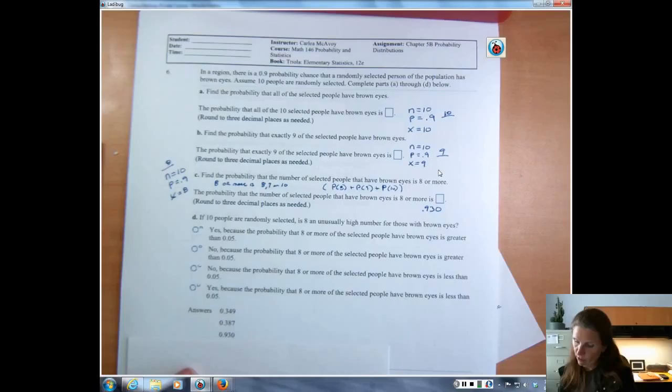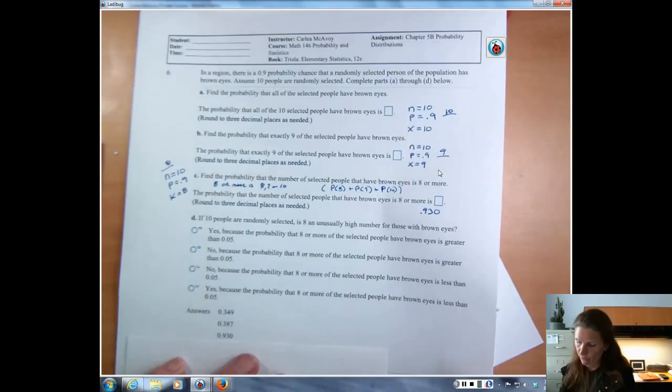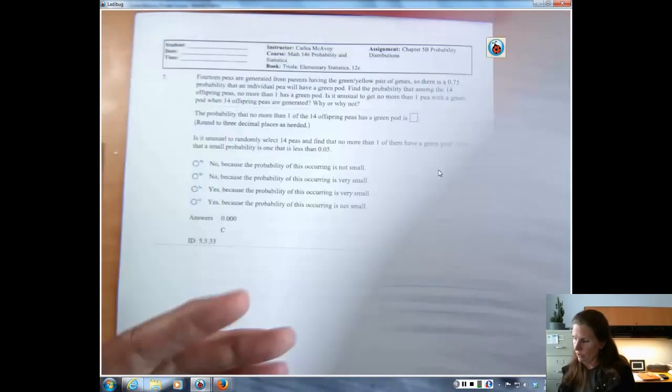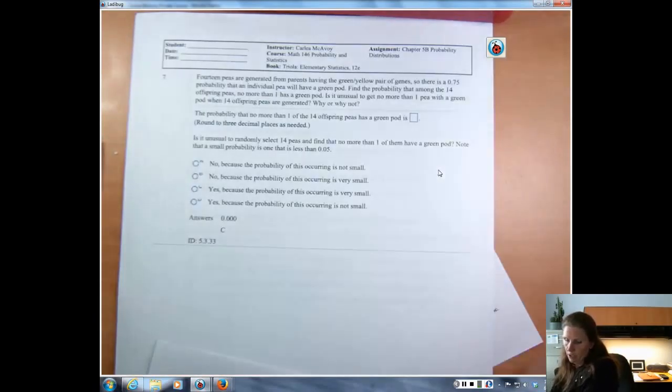If 10 people are randomly selected, is 8 an unusually high number for those with brown eyes? I'm not going to answer that one for you. I'll let you do that one on your own. But just remember, we're always comparing our answer with 0.05. Okay, that was 5.3 number 32, by the way.